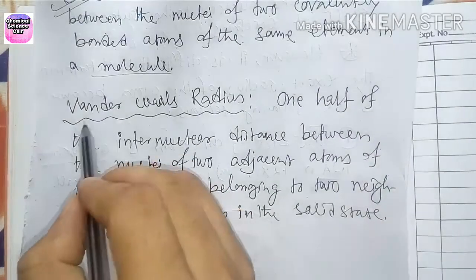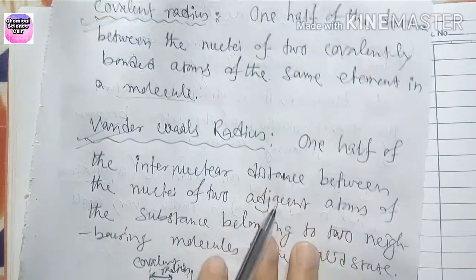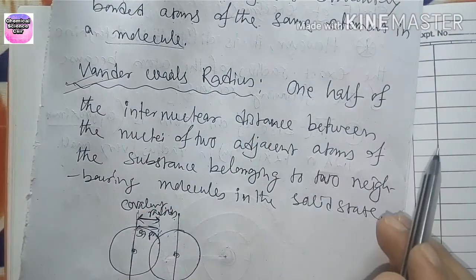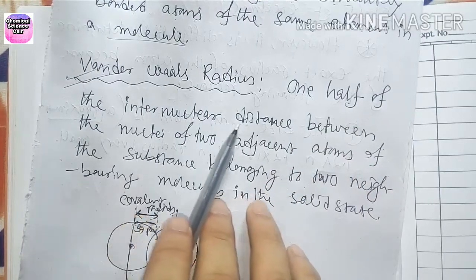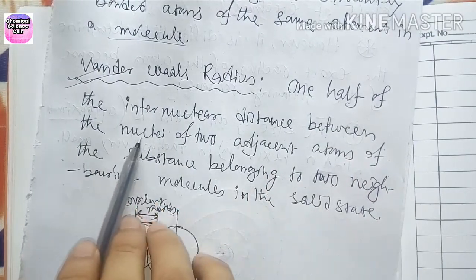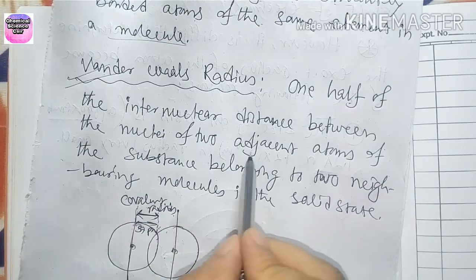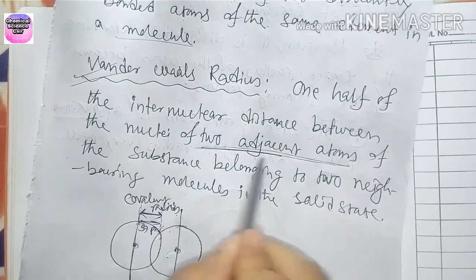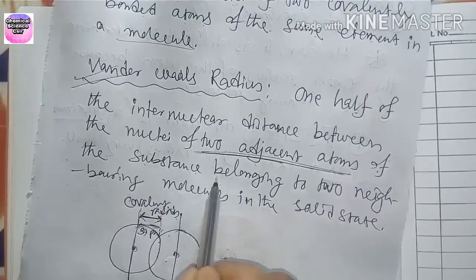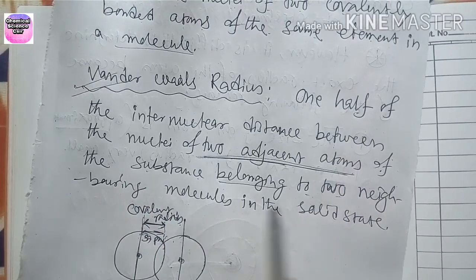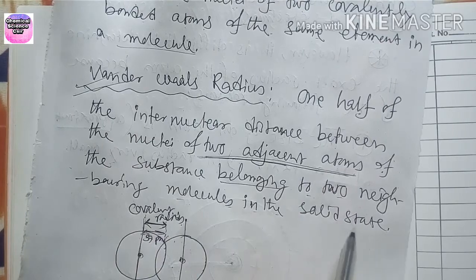Next, another one: the van der Waals radius. It is one half of the internuclear distance between the nuclei of two adjacent atoms of the substance belonging to two neighboring molecules in the solid state.